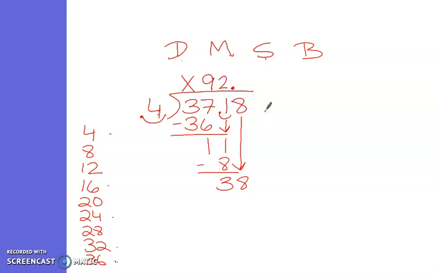So your job right now is to finish this up. Make sure you have this written down. Make sure to darken your answer. Make sure I can tell where your decimal point is.